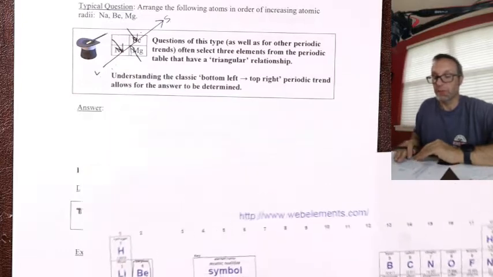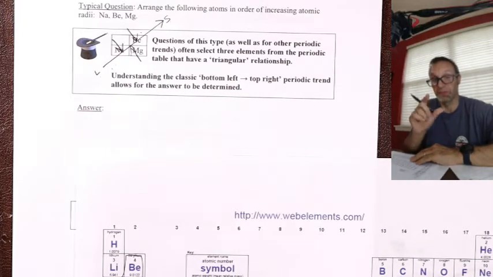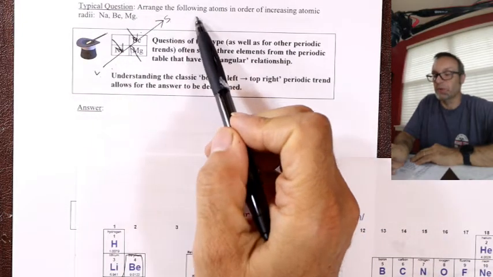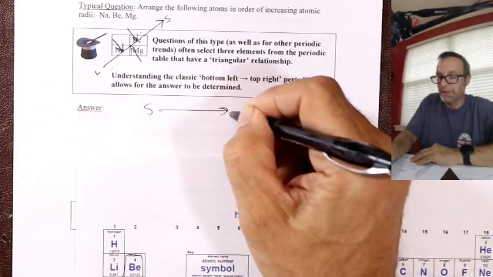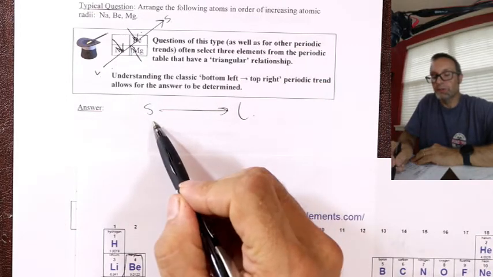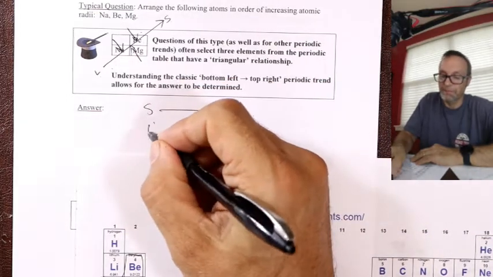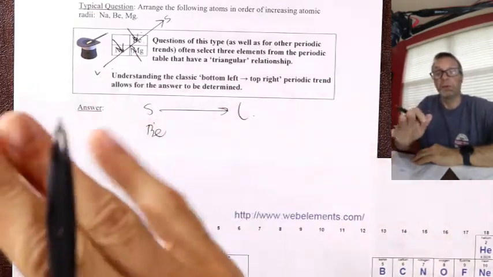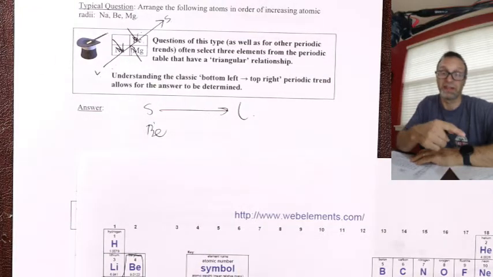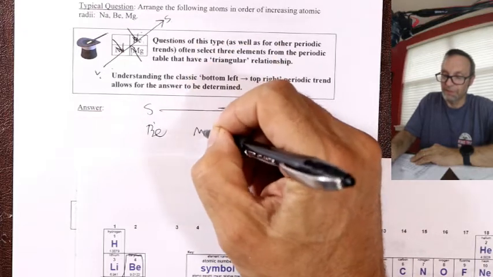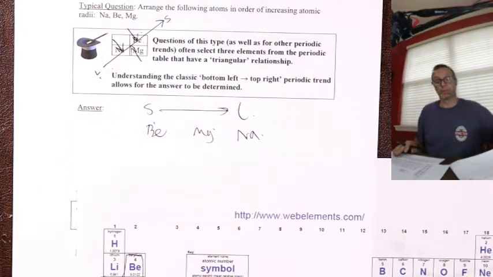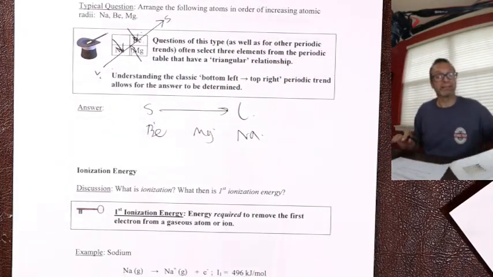Okay, so now read the question. Be careful, because students often switch it. It says arrange in order of increasing. Increasing means what? Small to large. Who's the smallest? Top right, beryllium. I like to do bookends: who's at the other end? Who's the bottom left? Well, it's sodium. Who's in the middle? Magnesium. That's the order. Makes sense?